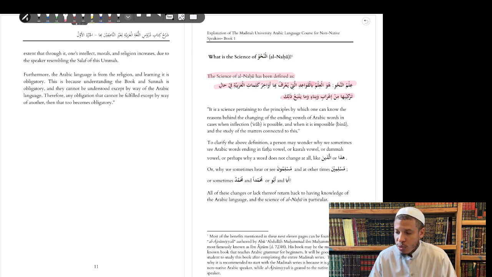Naam. Or for example, why a word does not change at all. Hada. Hada does not change. In the voweling zone, hada does not change. Or for example, alladhina. Hada or alladhina. Or why sometimes we hear Muslimun, other times we may hear Muslimin. We may see Muhammadun or Muhammadan. We may hear Abu Fulan or Ya Aba Fulan or An Abi Fulan, right?